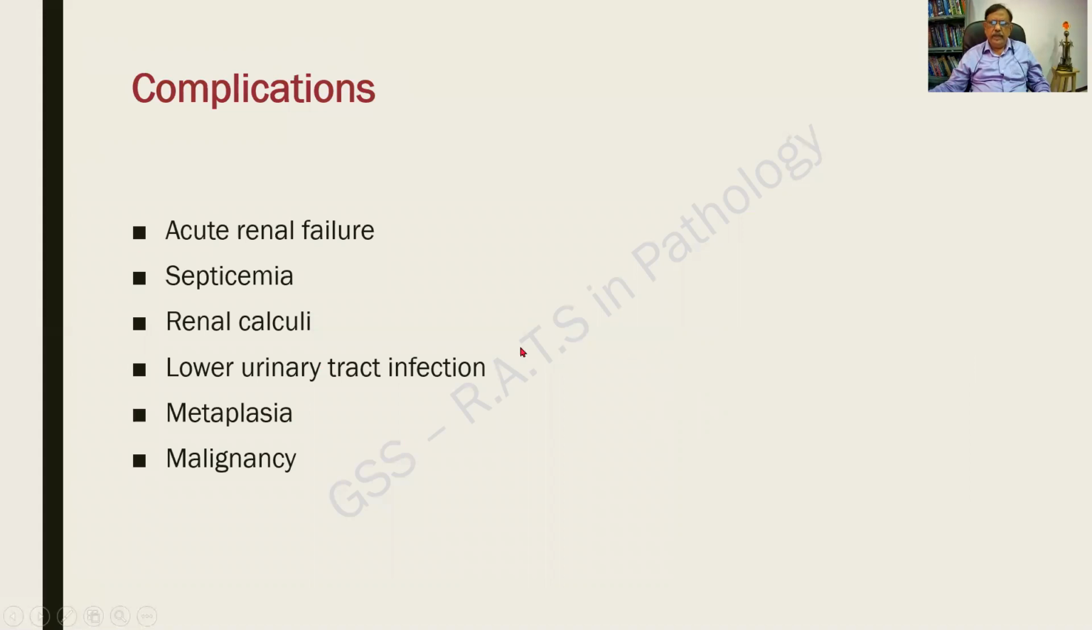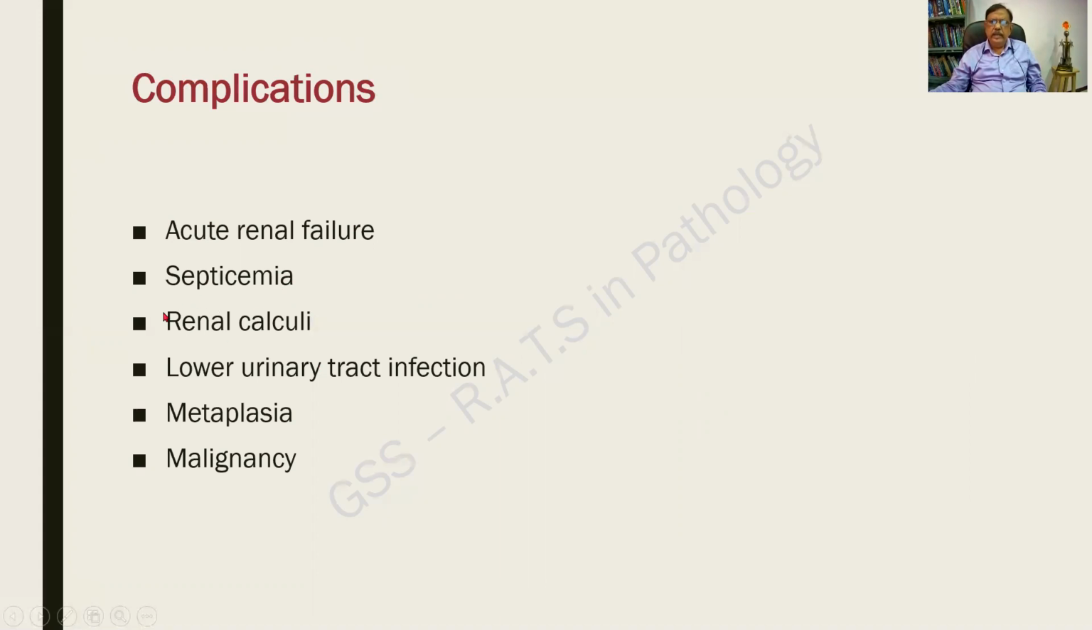What can be the complications? If a renal infection is not treated, it can lead to acute renal failure. One of the common causes for acute renal failure is recurrent pyelonephritis. Septicemia: infection from other areas can come to the kidney, and from the kidney, they can go to the blood, which is called septicemia.